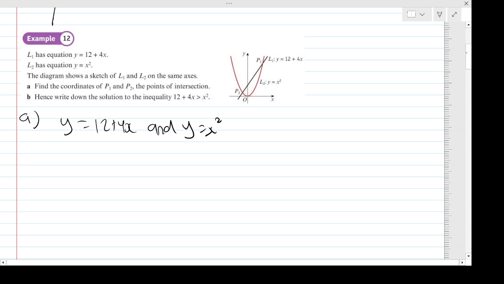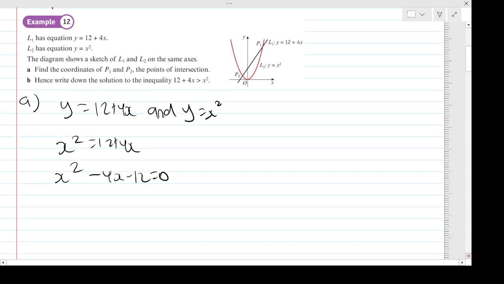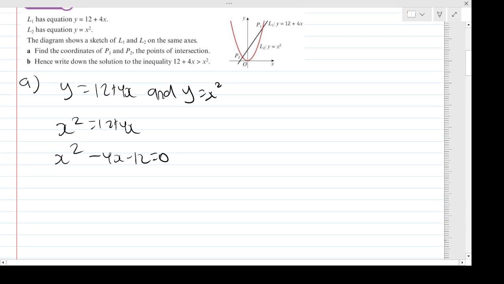So we've got simultaneous equations, which we looked at earlier on in the chapter. We know how to solve that, right? We can just substitute one equation into the other. So simply x squared is equal to 12 plus 4x, right? Because the y's have to be the same, okay? But then that's just a quadratic equation, because if I move everything to the left side, we get x squared minus 4x minus 12 equals 0, and then we can go from there.